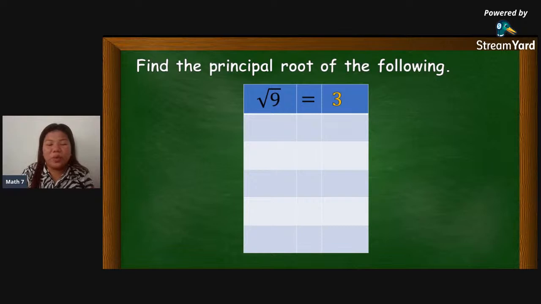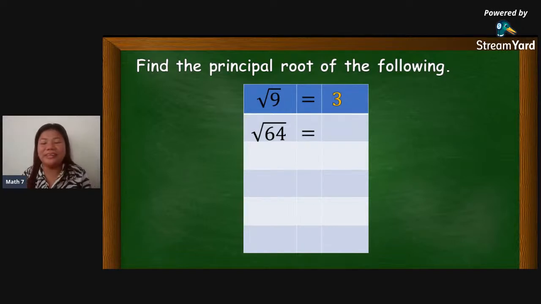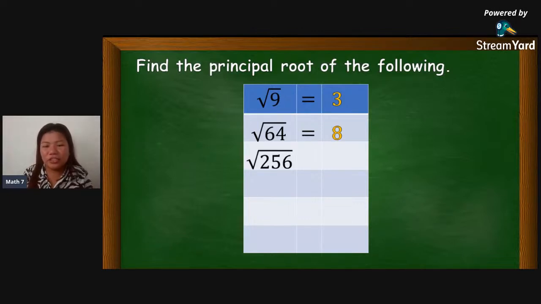Okay. We have now square root of 64. What is the principal root of square root of 64? O, isip kayo ng number. Kapag minultiply sa sarili, ang sagot ay yung radicand na 64. Very good. Okay, the correct answer is 8. Kapag ang 8, minultiply sa 8, ang sagot ay yung 64. Next, square root of 256.